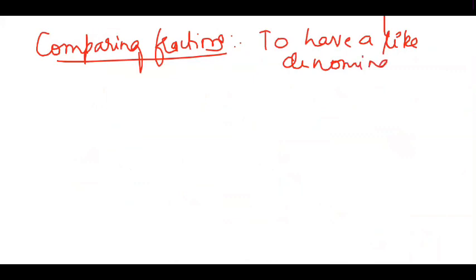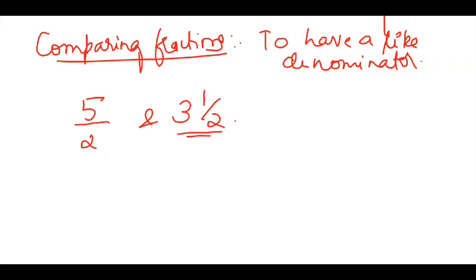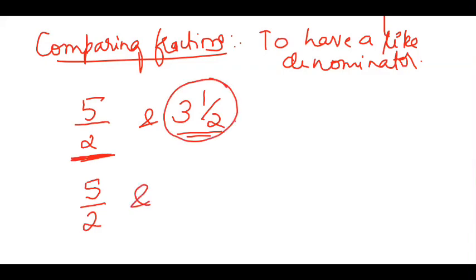Okay, Anis. If you have 5/2 and 3.5, how would you compare these? What would you do? You have to convert this mixed fraction into an improper fraction. Let's keep 5/2 as it is, and we are going to convert this into an improper fraction, please. How would you convert this?